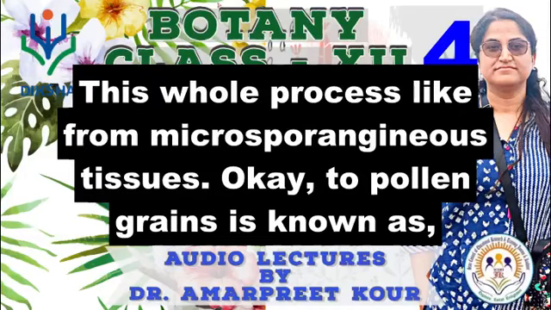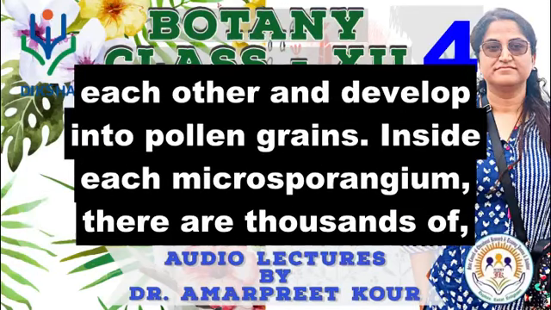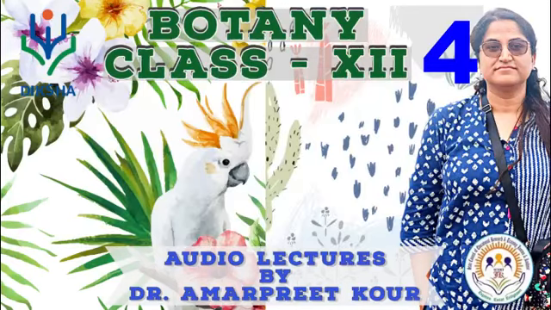This whole process, from microsporangious tissues to pollen grains, is known as microsporogenesis. As the anther matures and it dehydrates, the microspores dissociate from each other and develop into pollen grains. Inside each microsporangium, there are thousands of microspores, or you can say pollen grains, and they are released with dehiscence of anther.